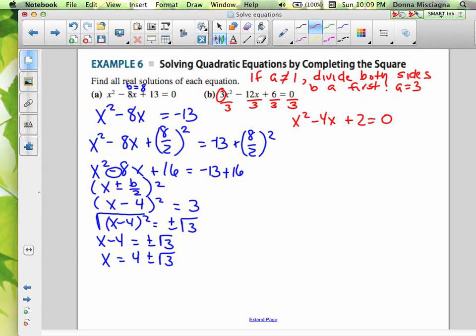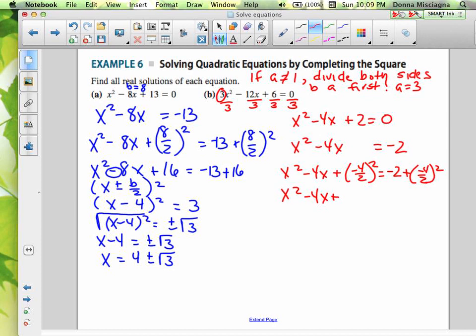All right? 2 has one set of factors, 2 and 1. So we're going to subtract 2 from both sides. So we have x squared minus 4x equals negative 2. We're going to add the magic number, and that magic number is b divided by 2, squared. So we have x squared minus 4x plus negative 4 divided by 2, because b is negative 4, squared, equals negative 2 plus negative 4 divided by 2, squared. So we have x squared minus 4x plus, negative 4 divided by 2 is negative 2, and negative 2 squared is 4.